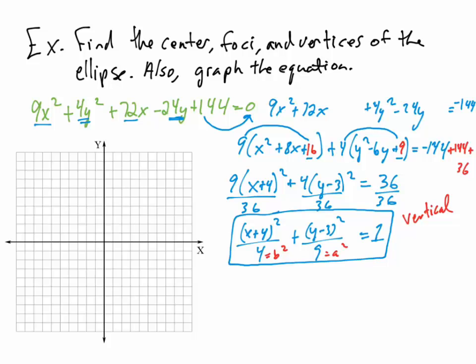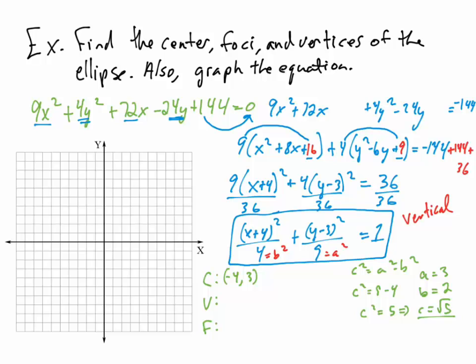So let's see if I can cram all of this in. We need to know what the center is. The center is just h, k, so that's going to be negative 4, 3. The vertices we need to find, and the foci. We're going to say c squared is equal to a squared minus b squared. So c squared here is going to be 9 minus 4. So c squared is 5, which tells us c is the square root of 5. A is the square root of 9 here, so a is equal to 3, and b is the square root of 4, so b is equal to 2. So those are my a, b, and c values.